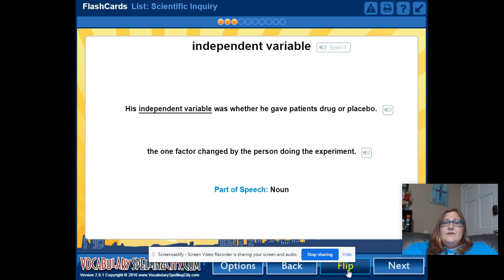So his independent variable was whether he gave patients drugs or a placebo. That means, was it the real thing or fake? Because with the real thing, like testing a new drug, you're actually seeing if it works. Placebo would make them think they're on the real thing. They're really not.